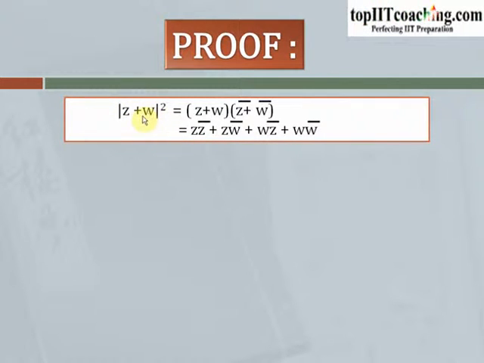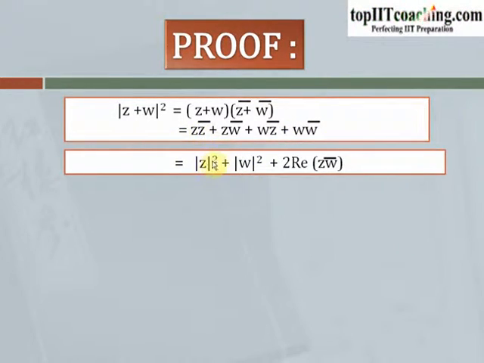Let's first of all look at this value, which is modulus of z plus w whole square. Now this could be written as z plus w into z conjugate plus w conjugate. We have earlier seen that modulus of z square could be written as z into z conjugate. If we take the conjugate of this complex number, this would be z conjugate plus w conjugate. So we can write this way. When we multiply both these factors, what we get is z into z conjugate plus z into w conjugate plus w into z conjugate plus w into w conjugate.